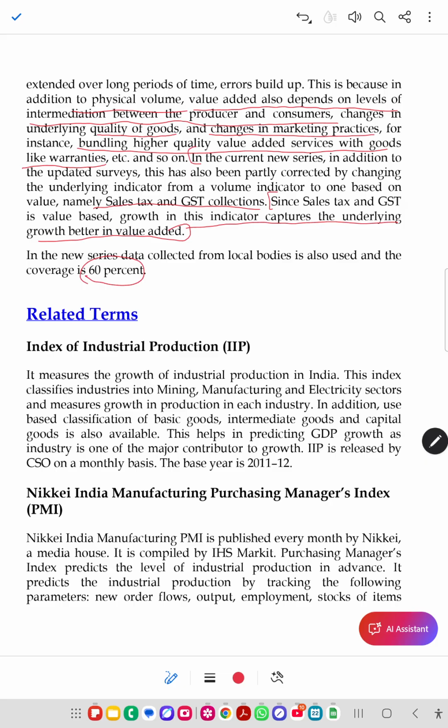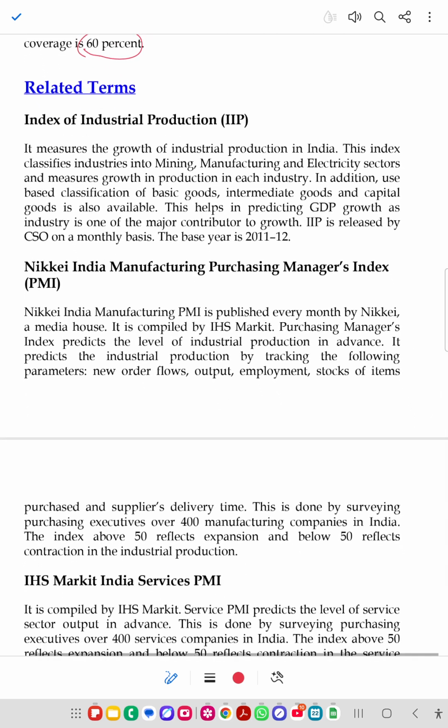Related term: Index of Industrial Production. It measures the growth of industrial production in India. This index classifies industries into mining, manufacturing, and electricity sectors and measures growth in production in each industry. In addition, a use-based classification of basic goods, intermediate goods, and capital goods is also available. This helps in predicting GDP growth, as industry is one of the major contributors of growth. IIP is released by CSO on a monthly basis. The base year is 2011-12.